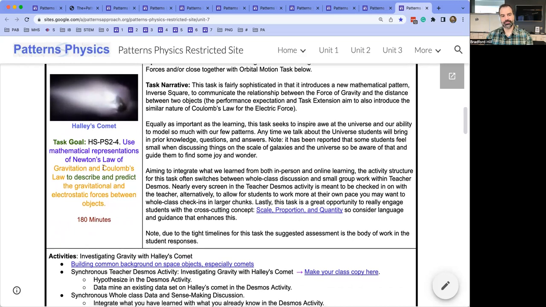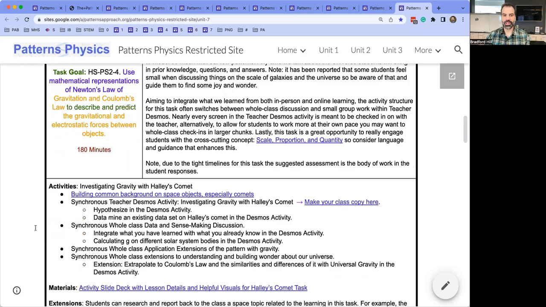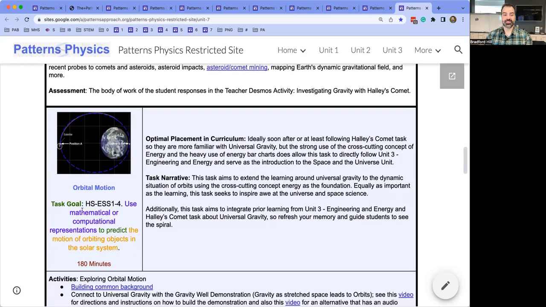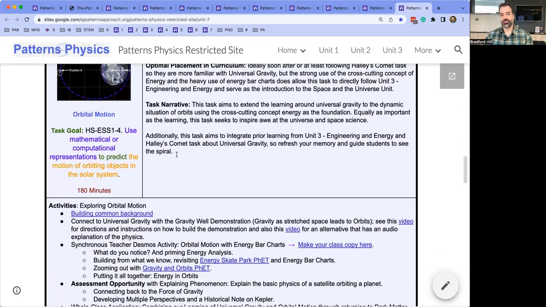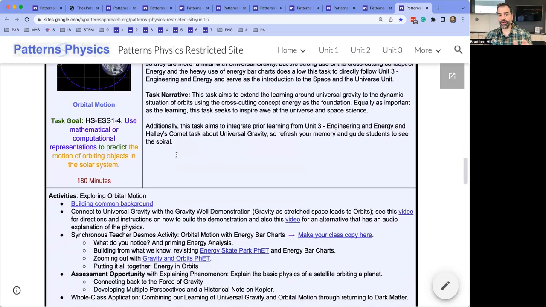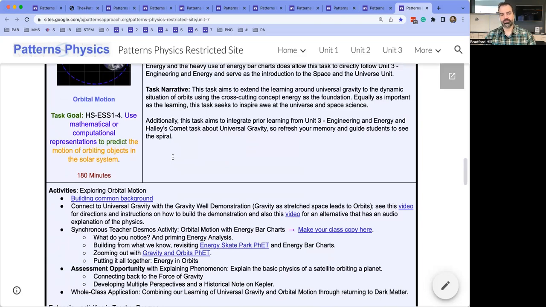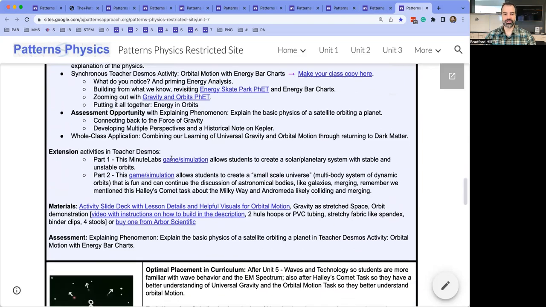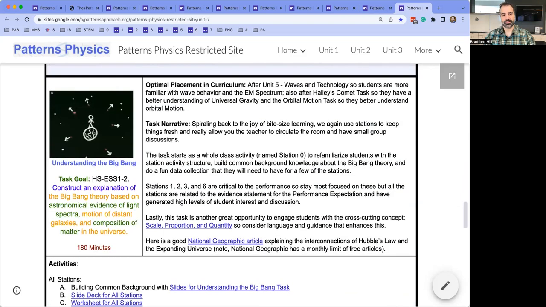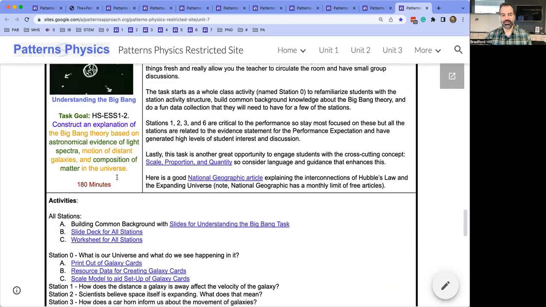So we've got Halley's Comet around the universal gravity, looking at orbits for the performance expectation on motion of orbiting objects in the solar system. And these are interconnected, so they do build on each other, but they are more drop-in, and you really want to get them used. And in any case, then we also have understanding the Big Bang.